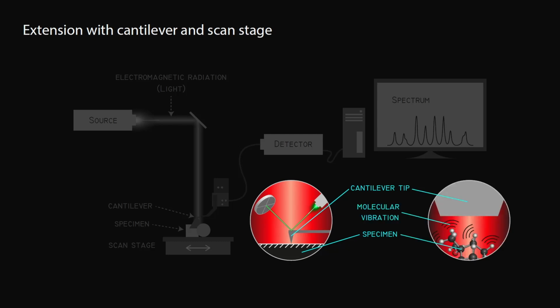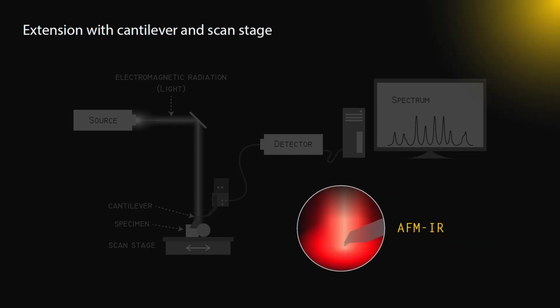The difference to conventional AFM is that not the cantilever itself is brought into motion, but instead picks up the vibrations of the surface, which is molecular vibrations induced by the infrared radiation shining on the sample. The cantilever motion is recorded and then deconstructed into its frequency components. From these, a conventional IR spectrum can be constructed. This method is called AFM-IR.